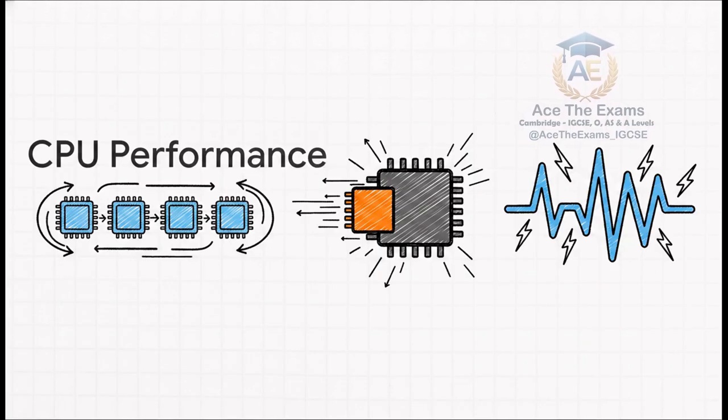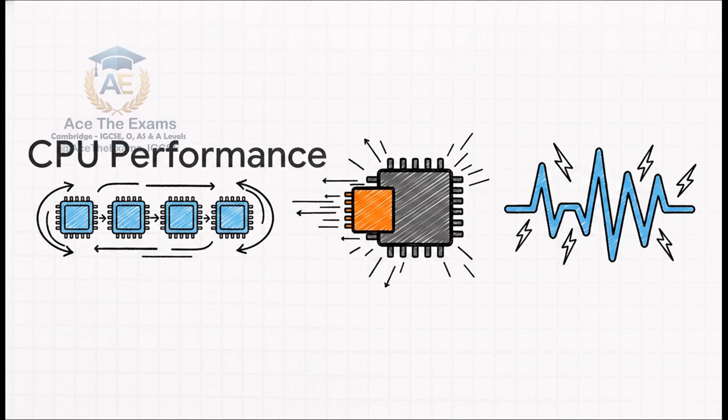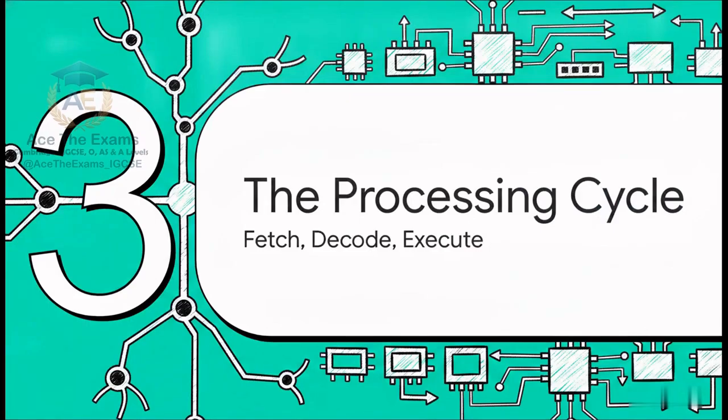And third is clock speed, which we measure in gigahertz. When you see 1 gigahertz, that means the CPU is pulsing out 1 billion electrical cycles every single second, literally billions of operations in the blink of an eye. Section 3, the processing cycle.